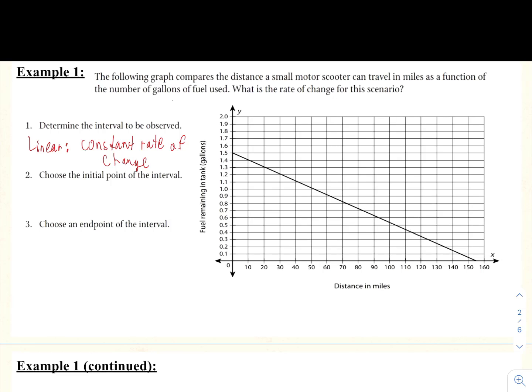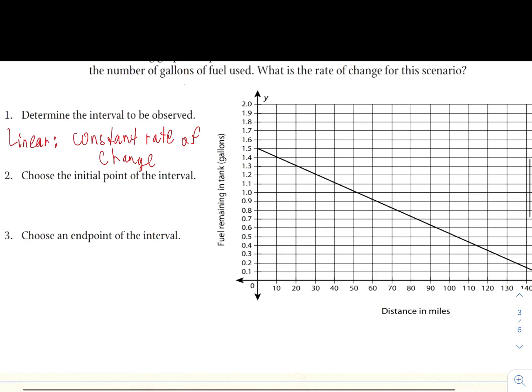Step 2, we're going to choose the initial point of the interval. We can choose any point, but the point that I like to look at is our y-intercept, so where my graph is crossing my y-axis, because usually in these types of problems, you can tell the exact coordinates of that point. And from this, I can tell this is 0, 1.5.